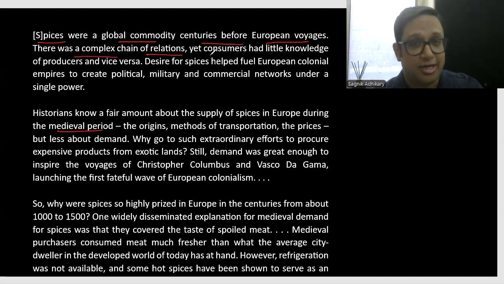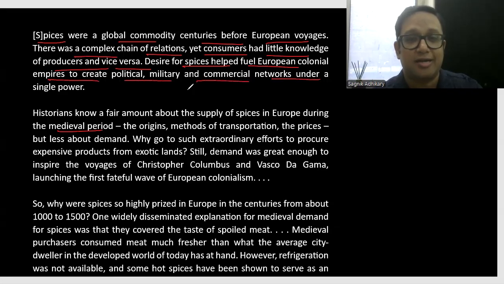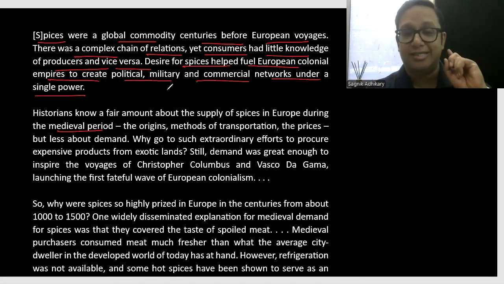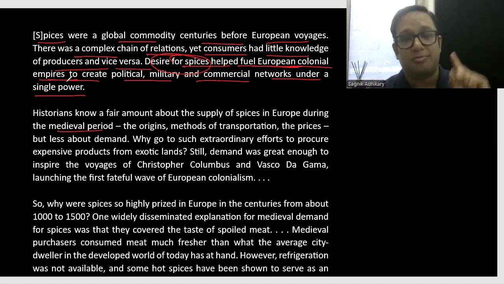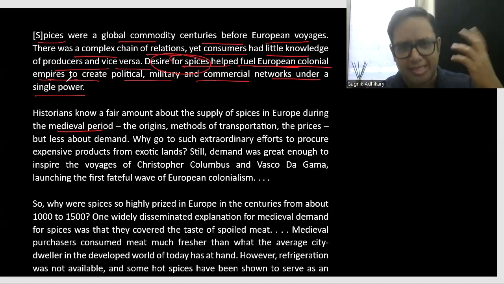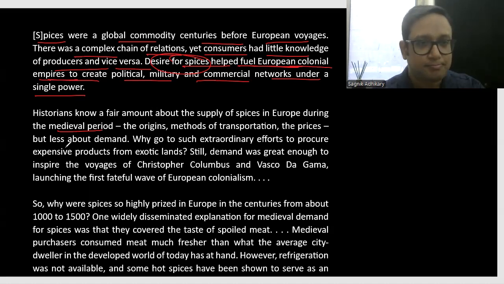There was a complex chain of relations, yet consumers had little knowledge of producers and vice versa. Desire for spices helped fuel European colonial empire to create political, military, and commercial networks under a single power. We see that this is an important aspect because it says desire for spices helped fuel European colonial empire. So colonialism, at least from the perspective of Europeans, was inspired originally by a desire for spices.